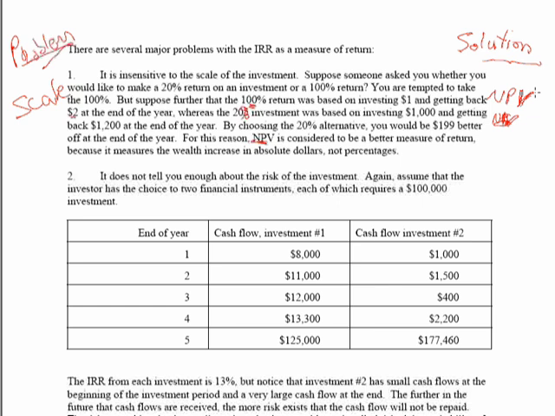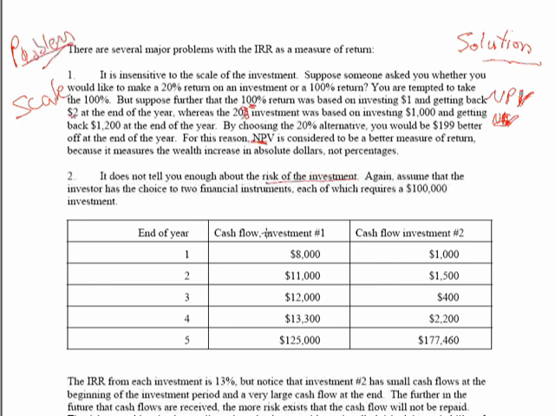Okay, number two. Internal rate of return tells us nothing about the risk of the investment. It's not a measure of risk. And this criticism also applies to net present value. But again, let's use an example to try to explain this.